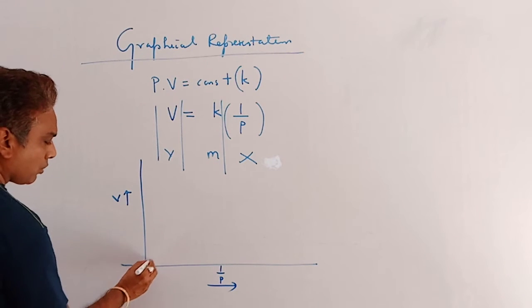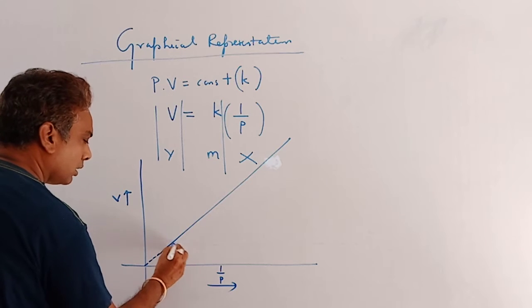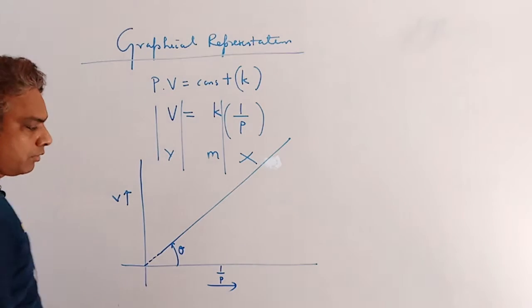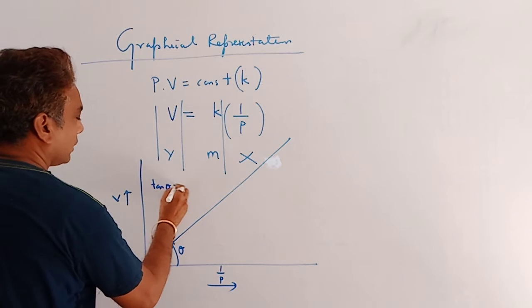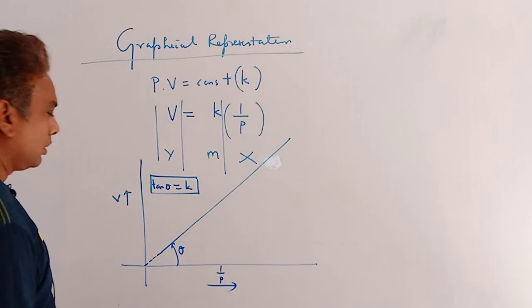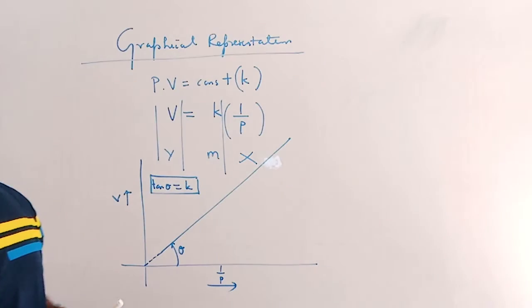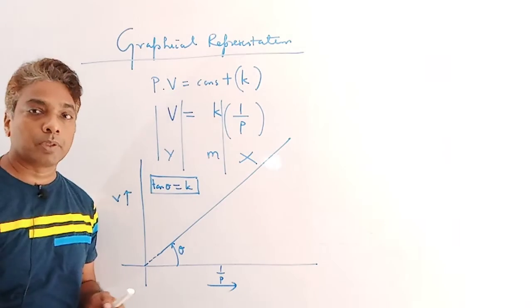Straight line passes through origin, and if theta is the angle from positive x-axis, then tan theta is equal to K. This graph is also for Boyle's law in terms of V versus 1 by P. Clear?